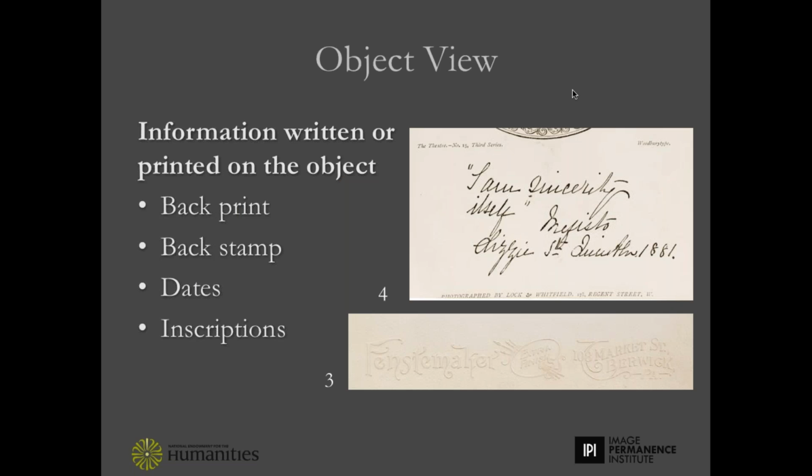Another thing to look for is any information written or printed on the object. For example, is it dated on the back? Here are details of objects 3 and 4. Object 3 has the photographer's studio information embossed on the card mount. Object 4 has a lot of information printed on the object or on the mount. There's a quote, the name of the actress, a date, the name and address of the photographer, the name of the theater, and finally it says Woodburytype. If you can see right here in tiny type, it says Woodburytype. So there you go, our process is identified for us.